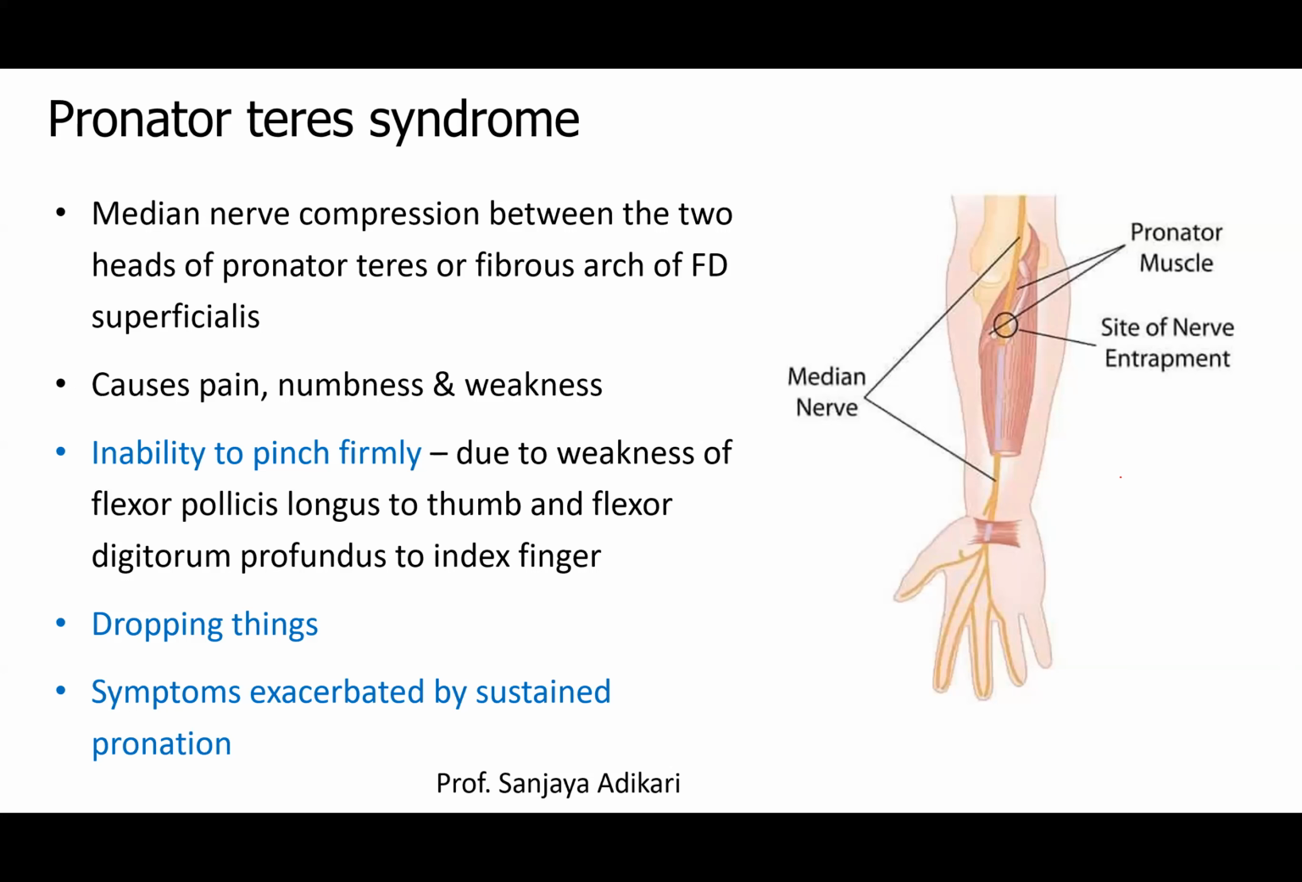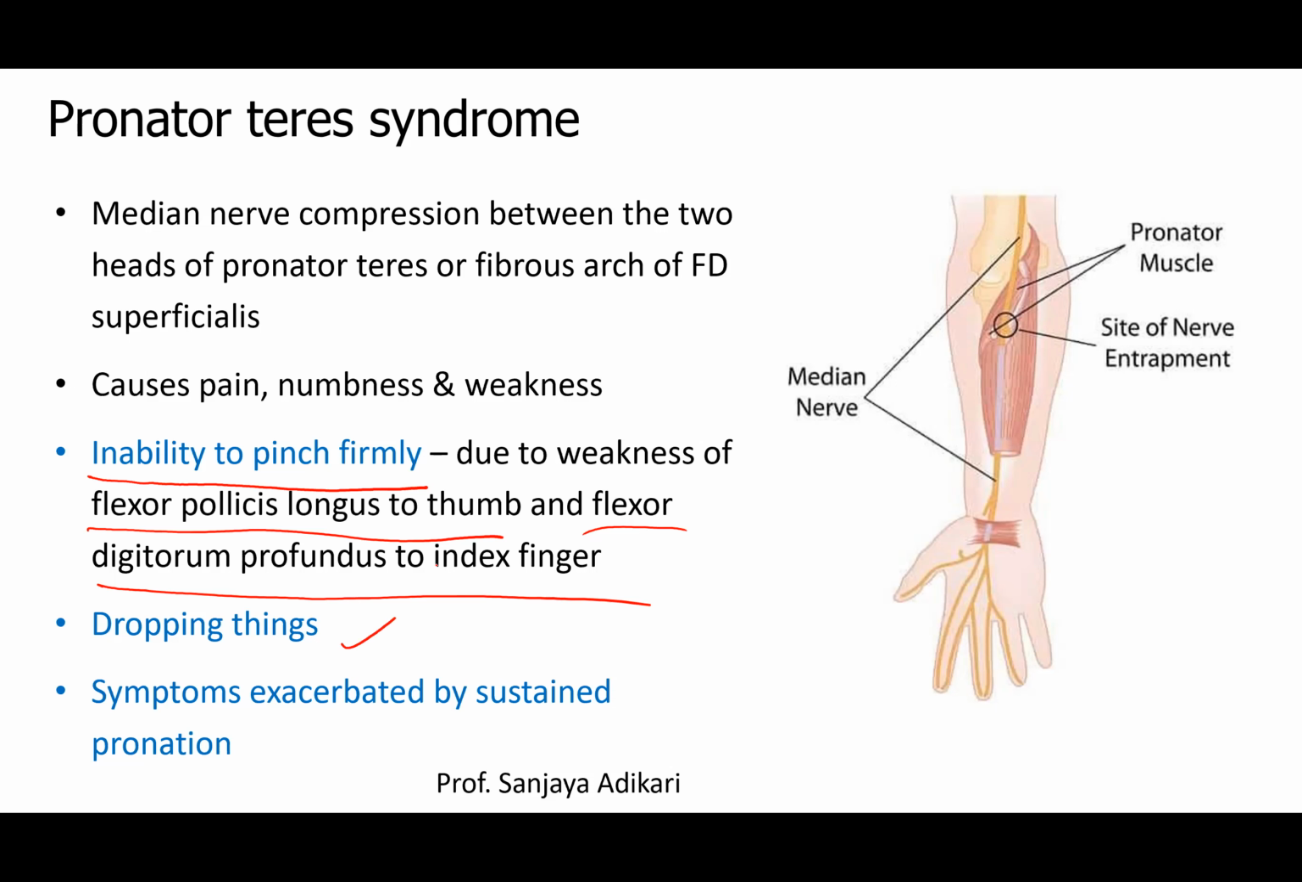Specifically, they have difficulty in pinching firmly. If they are asked to pinch firmly, where you use the index finger and the thumb, due to the weakness of flexor pollicis longus to the thumb and the flexor digitorum profundus to the index finger, which are necessary for pinching, you get either inability or a weak pinch movement. Then dropping things. They frequently drop things because their flexors are weak. So for you to hold something in your hand, you have to have the flexors functioning properly.